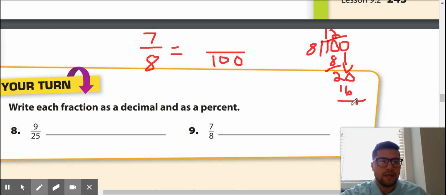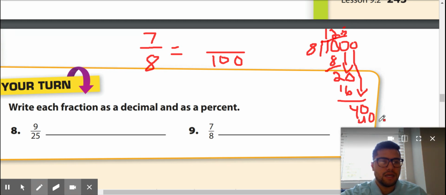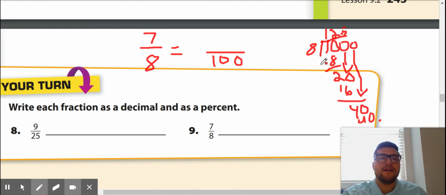Now, 8 doesn't go into 4, so we're going to have to be adding a 0. But before we can add a 0 here, we're going to put a decimal. And now we can put the 0, bring it all the way down here, and add it to the 4, which is making it 40. And 8 goes into 40 5 times, which is 0, and we are done. So we figured out that if we multiply 8 by 12.5, we will get 100.